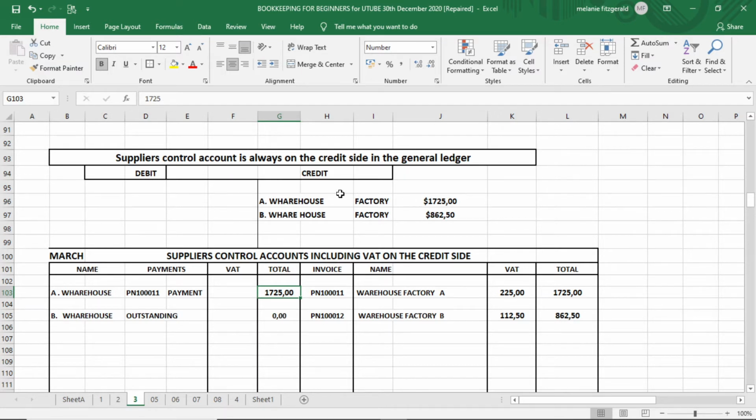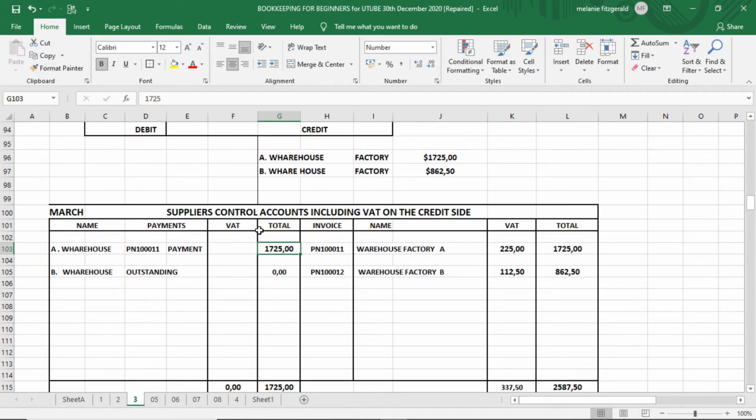This entire account that we opened already always goes on the credit side of the general ledger, and this is just an example. The suppliers control account, including VAT, is on the credit side. As in lesson number 2, we put factory warehouse A and factory B on the credit side, including the VAT, and the totals. Now, because we've paid factory A this 1725, in full, we put that amount on the debit side of the suppliers control account.